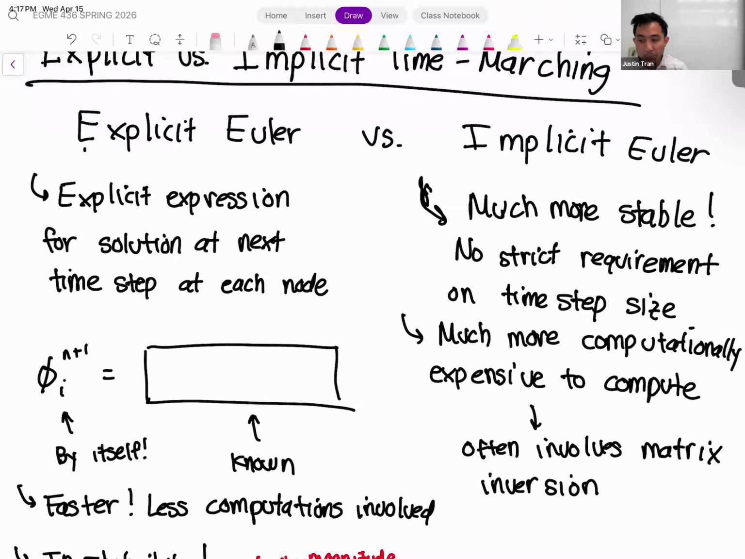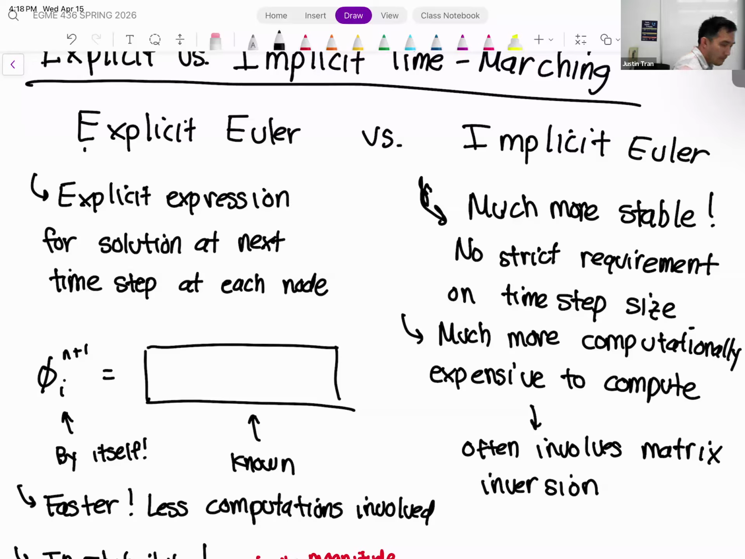Right? And matrix inversion, we're not really getting too much into the linear algebra in this class, but matrix inversion is incredibly expensive, right? If you compare that to explicit Euler, where we have an explicit expression, all it needs is just addition, multiplication and subtraction. Matrix inversion is orders of magnitude more expensive. Okay. All right.